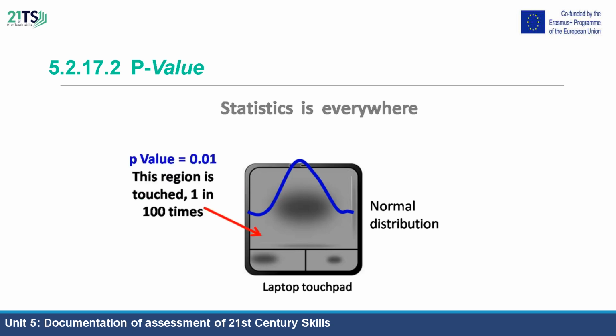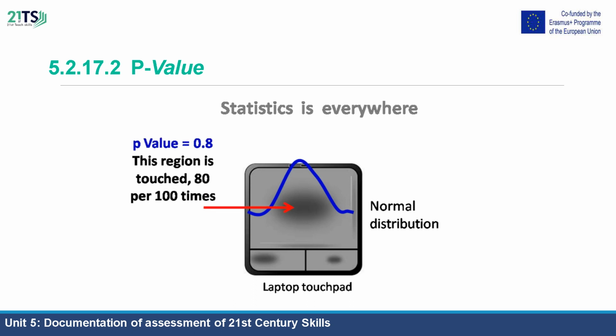Let's say the p-value in this region is 0.01. This means I touch over here 1 in 100 times. Let's say the p-value in this region is 0.8. This means 80 out of 100 times I'm going to touch in this region.